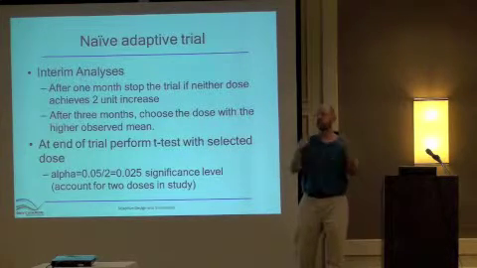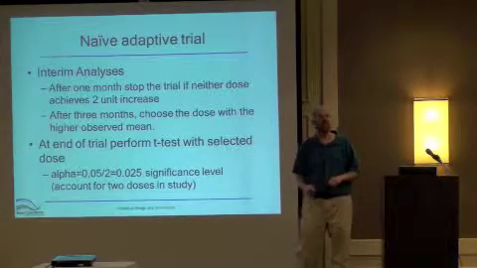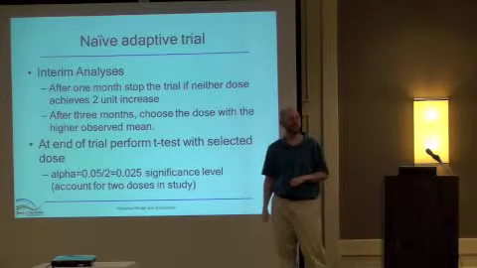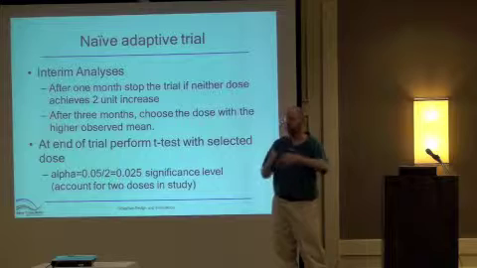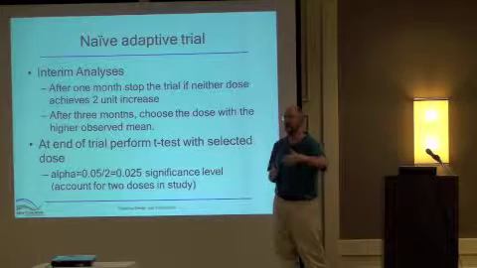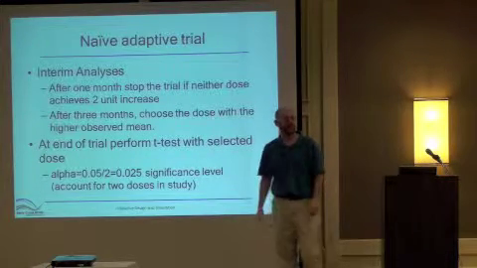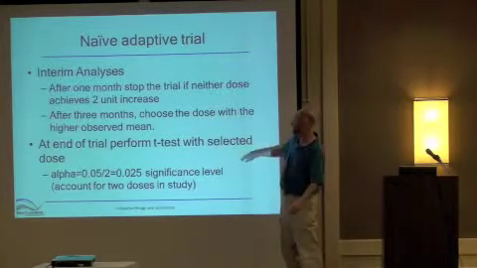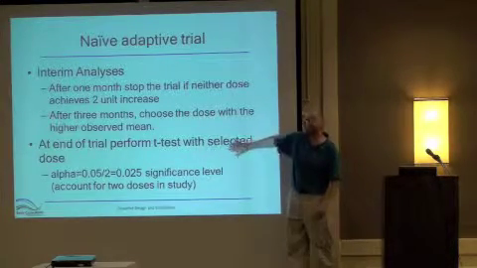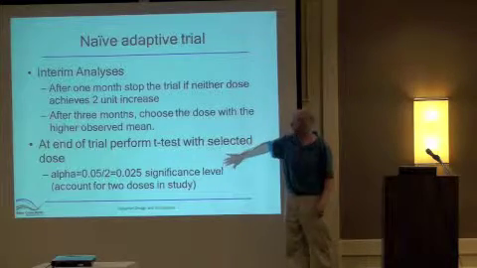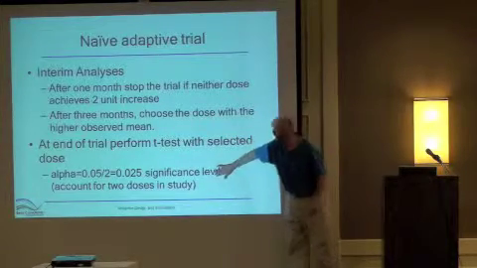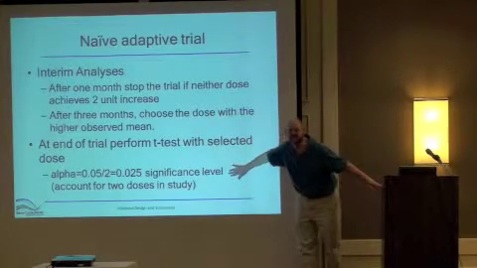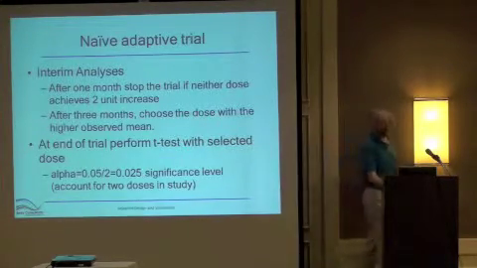If after 3 months I have an idea which dose is better, I can get rid of the other one and allocate more subjects to the dose that's left over. That increases my sample size on that dose and potentially gets me more power. I don't know if it does yet or not, but that's the hope. And at the end, I'm going to do the same analysis I did before. I'm going to run a t-test and take my Bonferroni penalty, which may be a little extra conservative, but I'm not going to get into that.